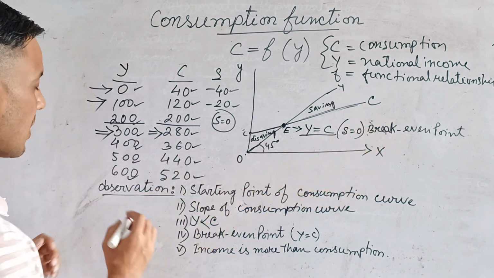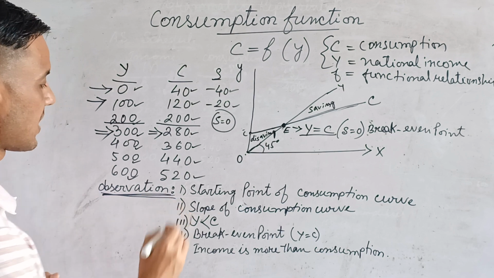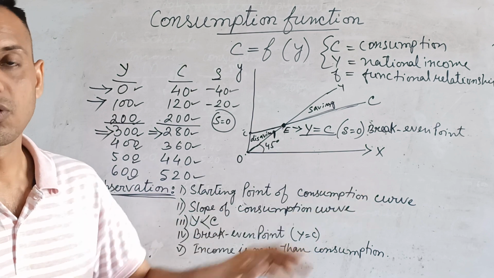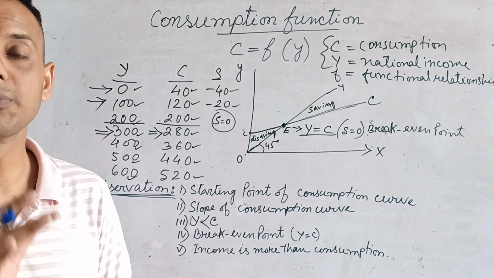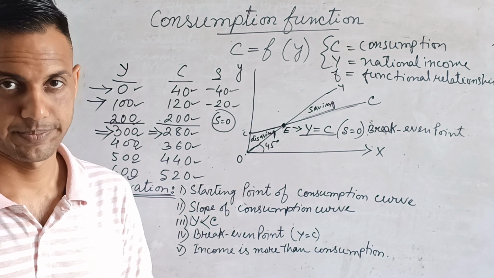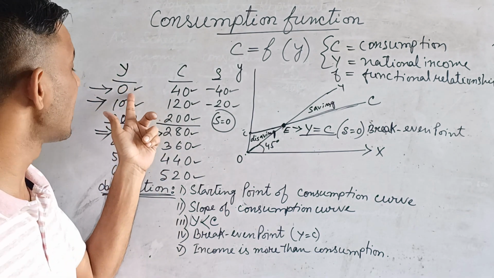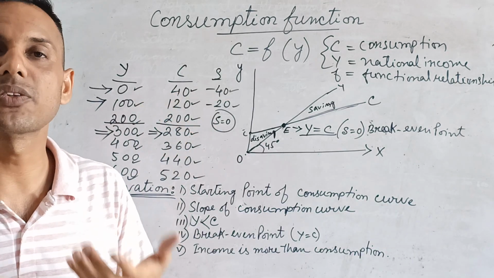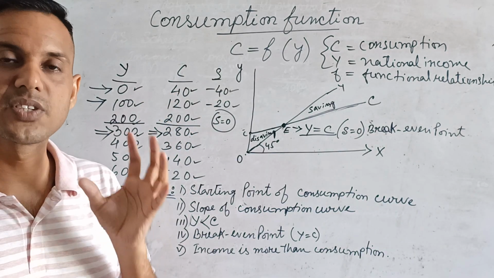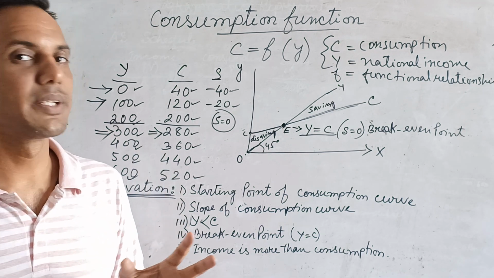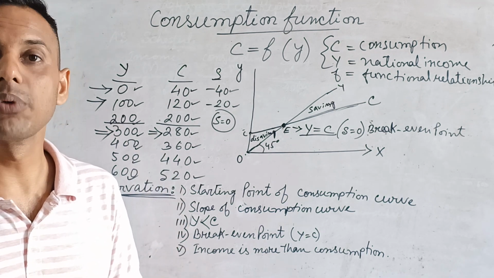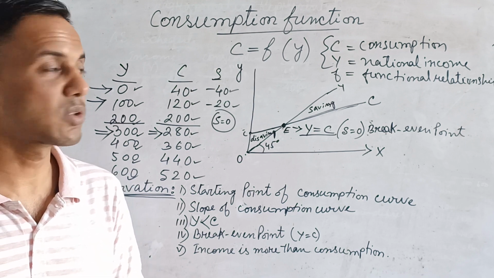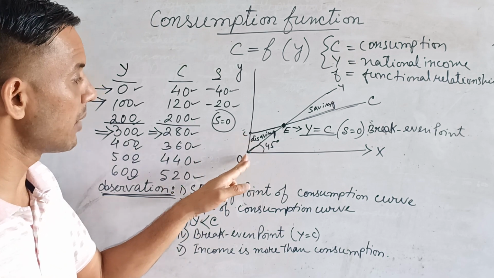So now you see some observations. Number one, starting point of consumption curve. We already know that the consumption curve does not start from the origin. Why? Because when income is 0, consumption is not 0. This is the autonomous consumption. At 0 level of income, it doesn't mean that your consumption will be 0, because you need some necessary goods and services to survive. So that's why the consumption curve C starts from above the origin.